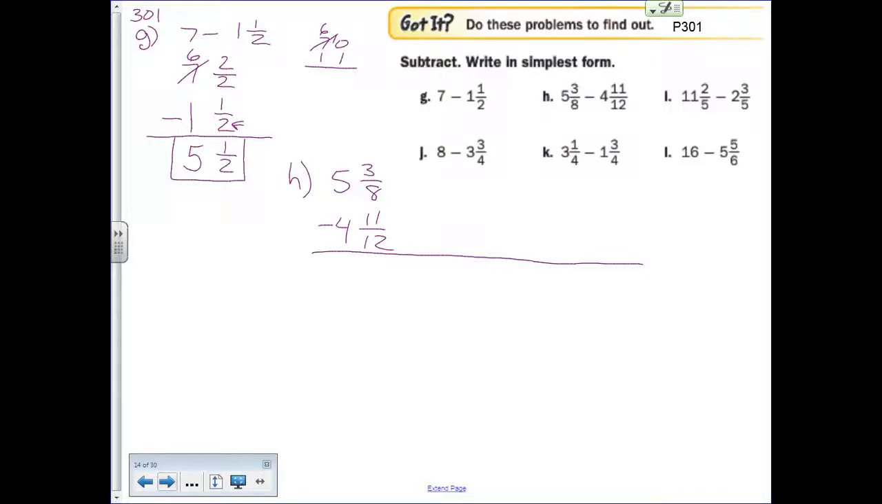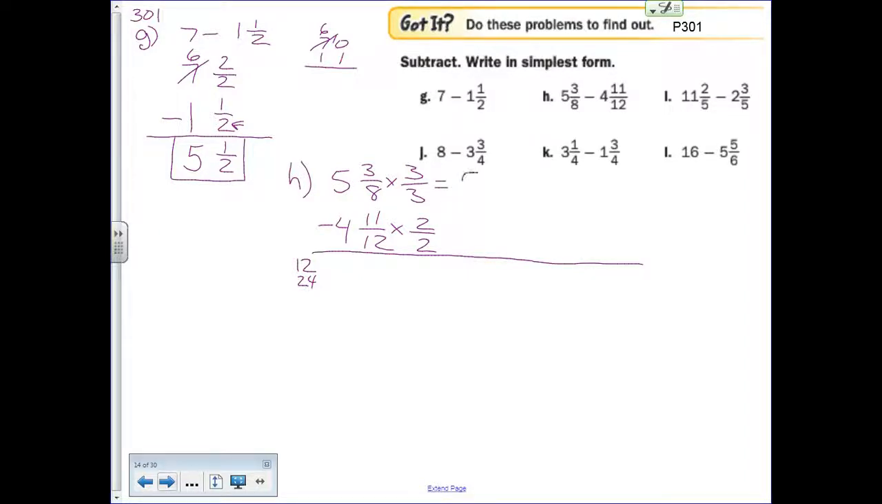Well, remember I said you can start counting by the larger denominator until you find one that the smaller one divides into. So I'm going to count 12. 8 doesn't go into 12. 24. Oh, wait a minute. 8 goes into 24. 8 goes into 24 3 times, and 2 times 12 is 24. So I'm going to multiply 3 eighths by 3 over 3 and 11 twelfths by 2 over 2.